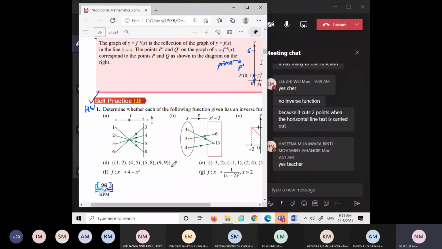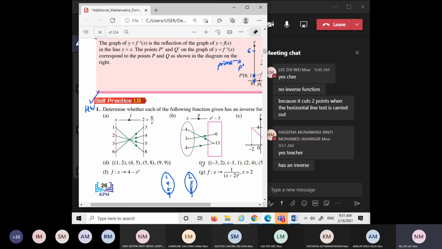Okay, can you answer for D? D maybe is quite a little bit difficult for you to see. Maybe you can do like A or the B. Okay, well this is discrete, not continuous. Like the B: 1 is here, 2 is here, 4 here, 5 here, 5 here, 8 here, 9 here, and 9 here. Okay, yes, has an inverse.